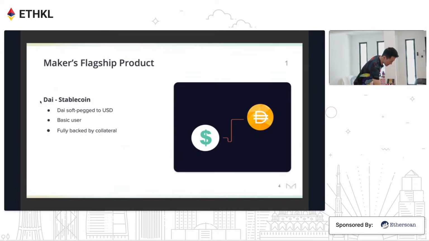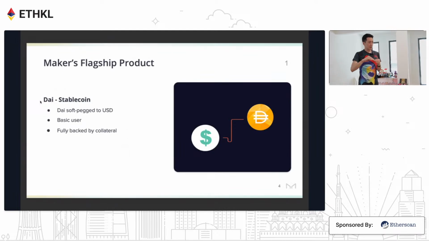DAI is Maker's flagship product. It's a stablecoin. And unlike, say, Tether or USDC, it's not backed by a fiat bank account. Those are very simple to understand kinds of stablecoins. USDC has an actual bank account with at least $1 for every USDC. Tether may or may not have an actual bank account, but very, very basic, right?